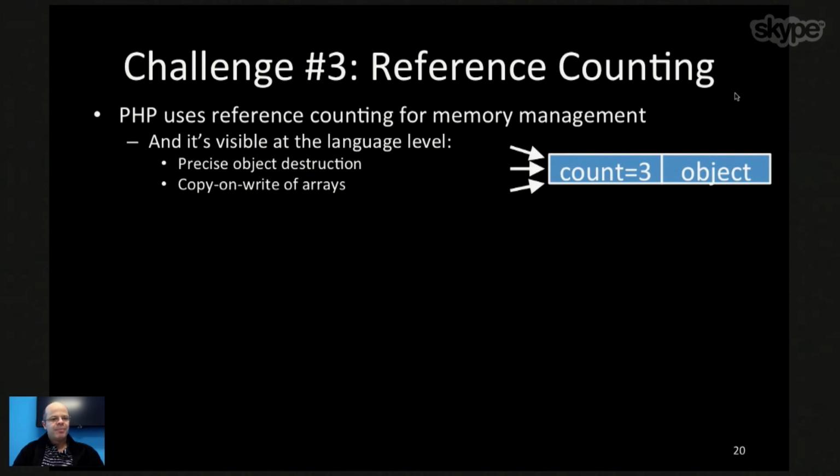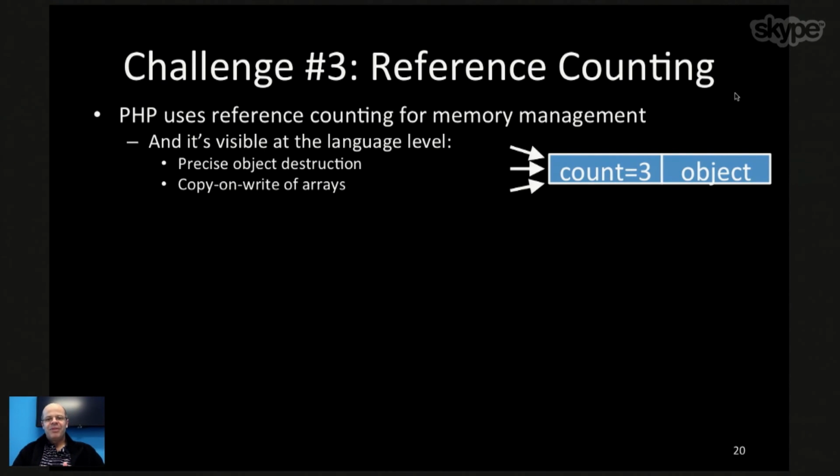Okay, so now I'm going to switch to the third challenge I mentioned, which is reference counting. Reference counting is used in PHP for memory management, which means that associated with every object, there's also a count field that counts how many pointers you have to that object. And as you pass the object around and create more references, you have to increment this count. And whenever that count goes to 0, that means there are no references to that object anymore, so now you can free it. And if it's an object with a destructor, you have to execute the destructor at that point.